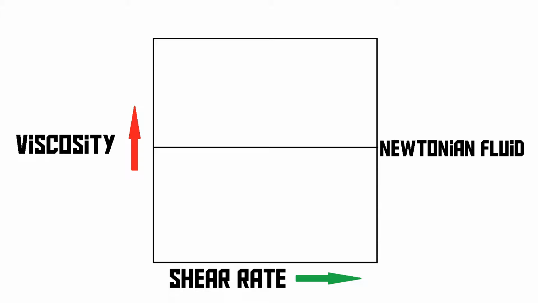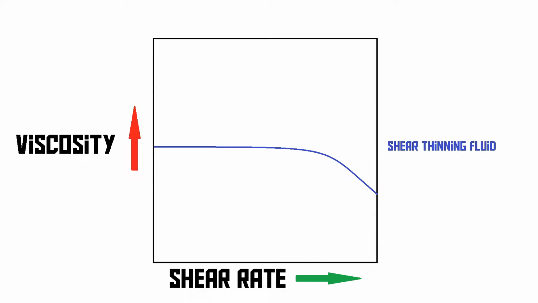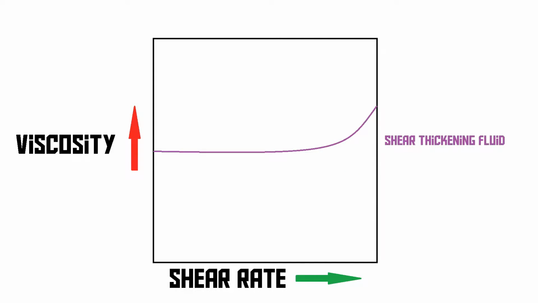Now there are also non-Newtonian fluids, and a non-Newtonian fluid can be shear thinning or shear thickening. A shear thinning fluid becomes thinner, the viscosity goes down as the shear rate increases, and a shear thickening fluid becomes thicker when the shear rate increases.